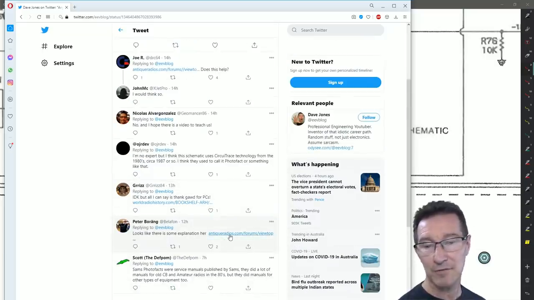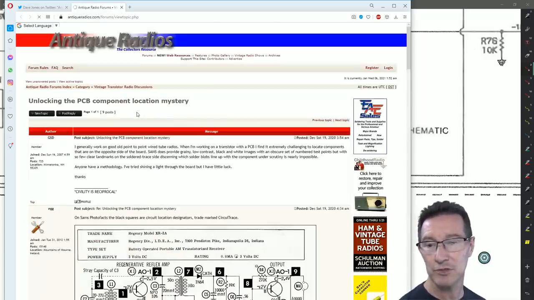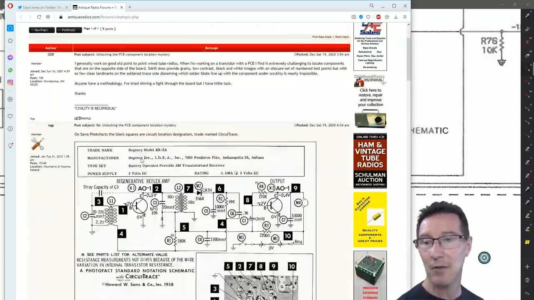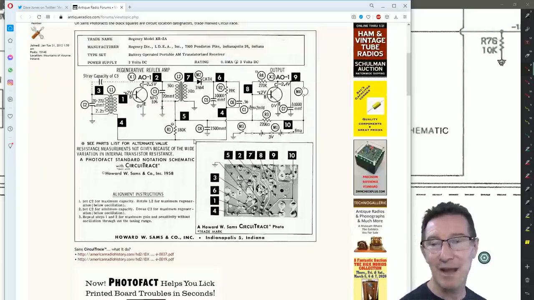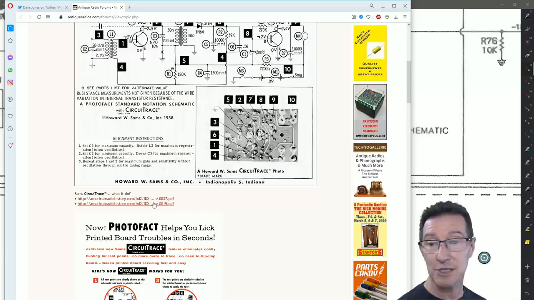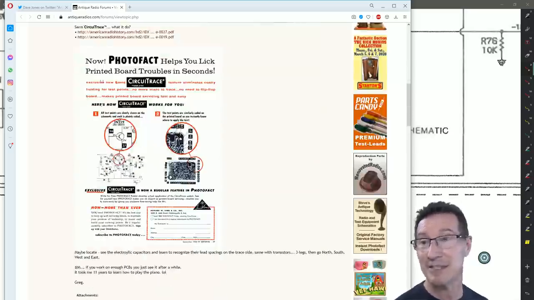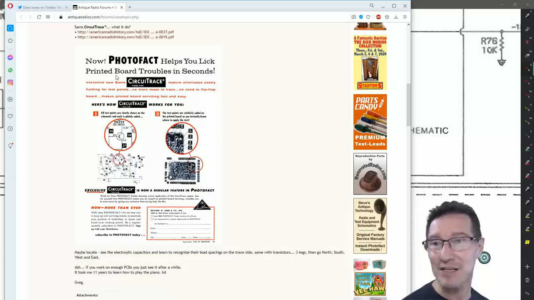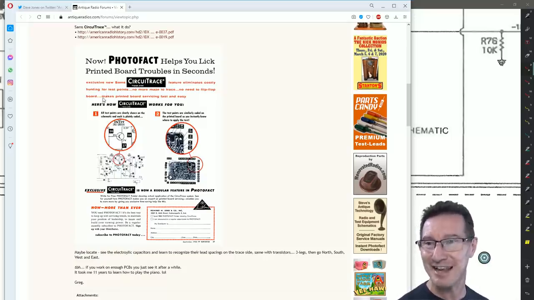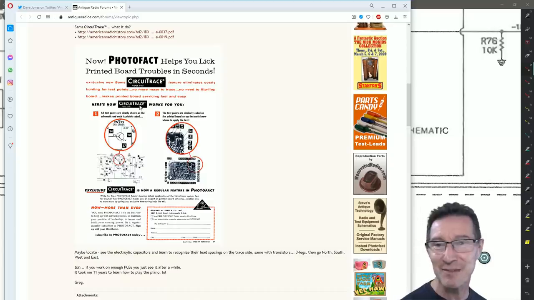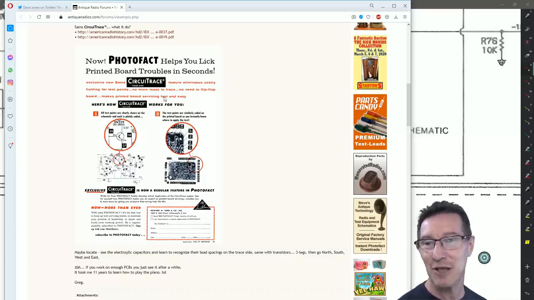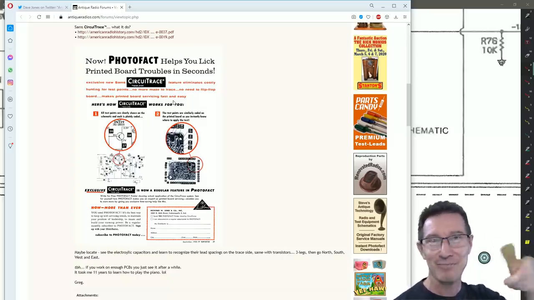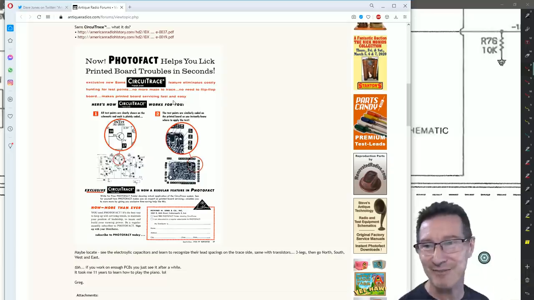And Peter, thank you very much. Bereng, I'm butchering that pronunciation. Unlocking the component PCB mystery. I still don't quite understand it, but it seems to be basically putting annotation and stuff on schematics and things like that. And here's their brochure. PhotoFact helps you lick printed circuit board troubles in seconds. Exclusive new Sams Circuitry Trace features eliminate costly hunting for test points. No more maze to trace, no need to flip-flop the board, which means turn it from top to bottom, which is what we were doing, trying to trace out where the traces are going.